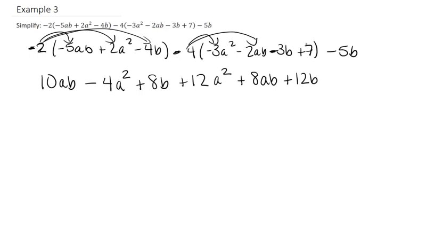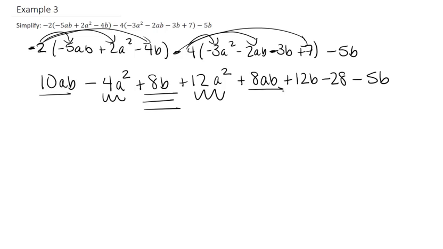Now we have negative 4 times the 7. So negative 4 times 7 is minus 28. Then we just have this minus 5b on the side. And now we can go ahead and simplify and start adding the ones that are like each other. So we have ab, and that's it. Then we have a squared. We can add those together. Now this b, we have this one b here, and we have another one here, and then another one here. And then we just have a number, so we'll just leave that below. So we have 10ab plus 8ab.